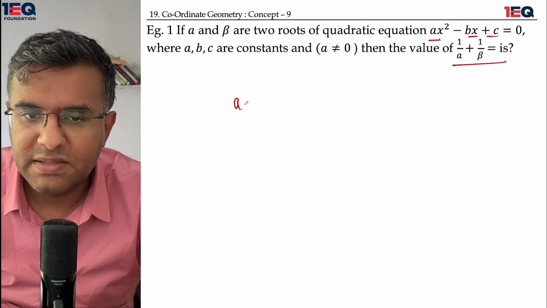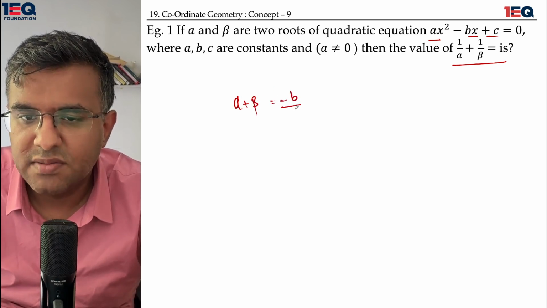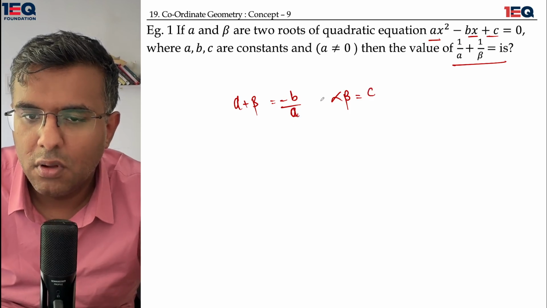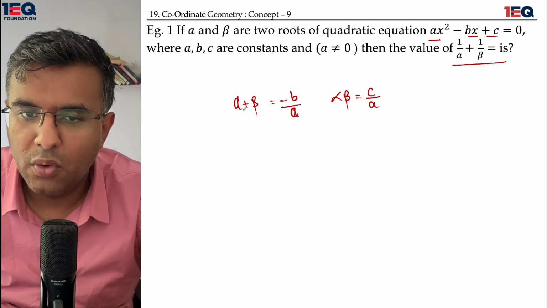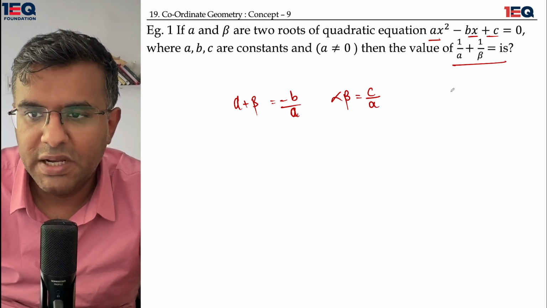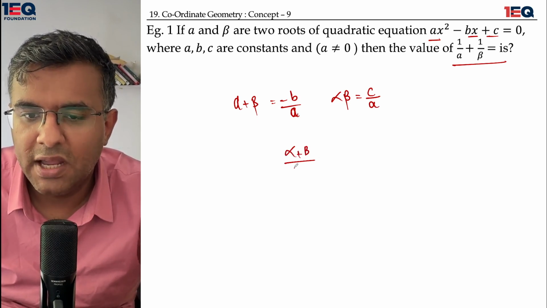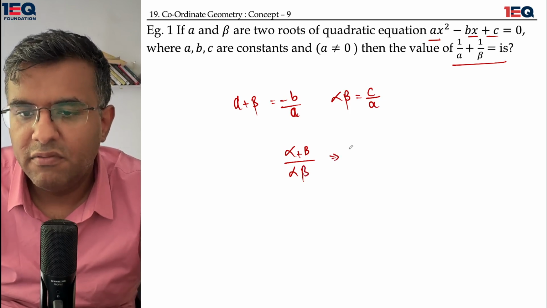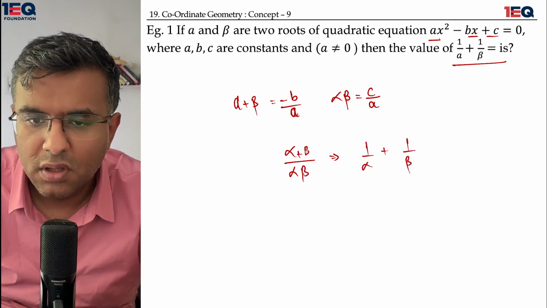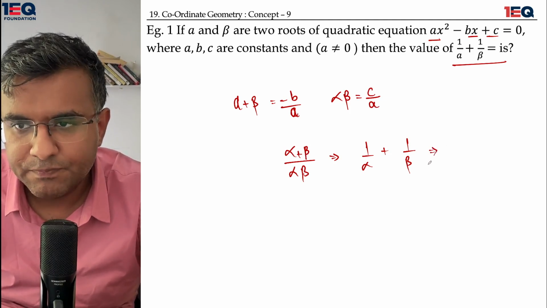So we know from our experience that the sum of roots alpha plus beta is equal to minus b by a, and the product of roots alpha into beta is equal to c by a. When I talk about alpha plus beta, I need to find out 1 upon alpha plus 1 upon beta. If I say that alpha plus beta can wholly be divided by alpha beta, we would get 1 upon alpha plus 1 upon beta. When I separate them both, at that time I can find 1 upon alpha plus 1 upon beta, right?